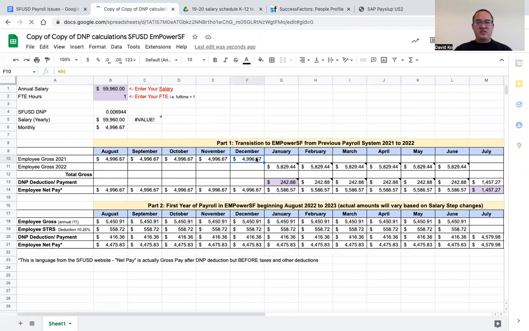If you look at the different pay stubs from 2021, the amount for the employee gross for each month should be $4,996.67, and then for 2022 should be $5,829.44 with a monthly DNP of $242.88. You'll notice that the monthly pay is higher in 2022.